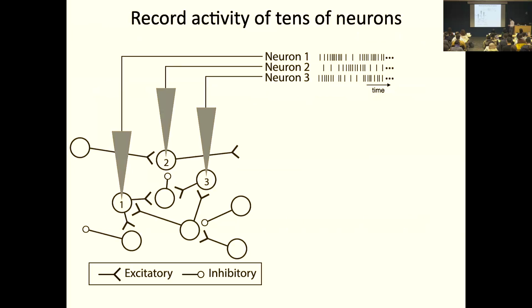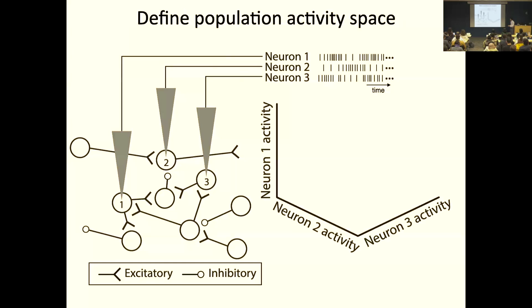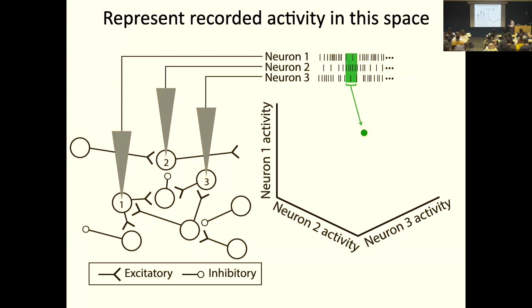Okay, so we think about the neural activity that we record in the following way. In this cartoon, let's say we record from these 3 neurons and we record these spike trains. We can define a population activity space, where each axis represents the level of activity of one of the neurons. So if we've recorded from 100 neurons, this would be a 100-dimensional space. What we can do is to define time bins in which we count the number of spikes that each neuron produces, and that defines a point in this space for one time bin. Then we have many non-overlapping time bins that defines a scatter of points in this space.